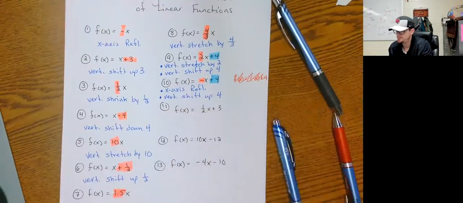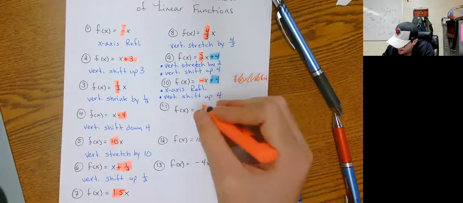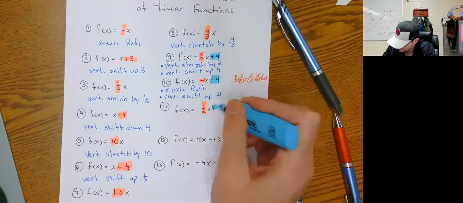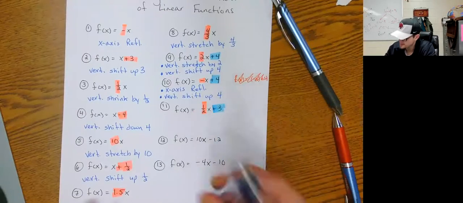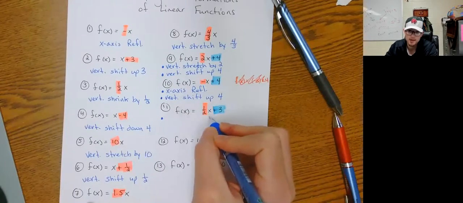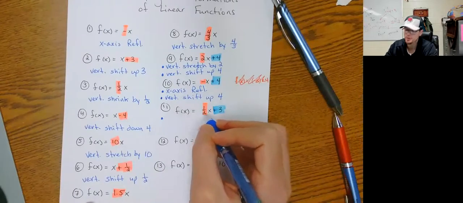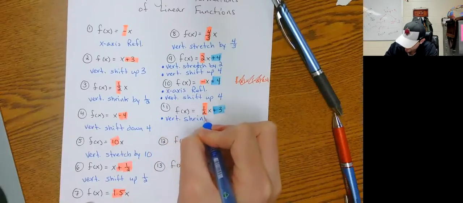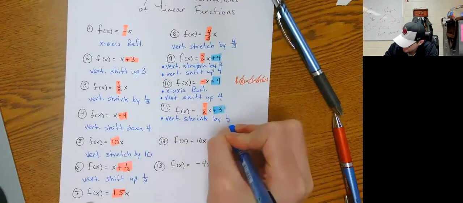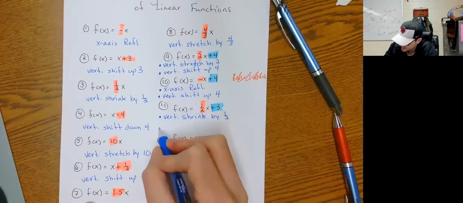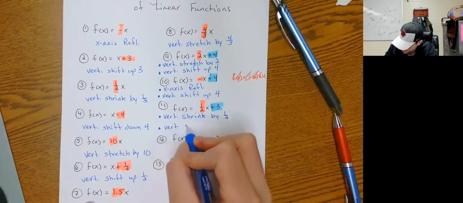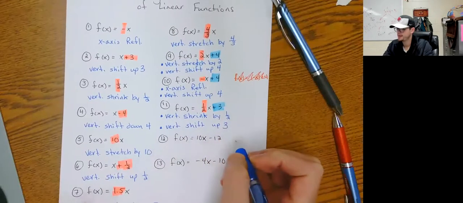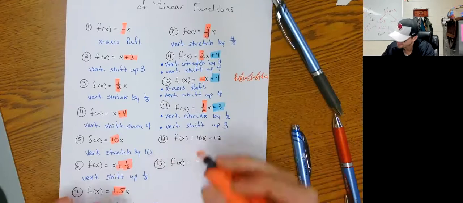All right, this one, multiplying by a 1/2, and then adding 3. So this one will be a vertical shrink because we're multiplying by a number between 0 and 1. So vertical shrink by 1/2, and up 3. So vertical shift up 3. All right, almost done.